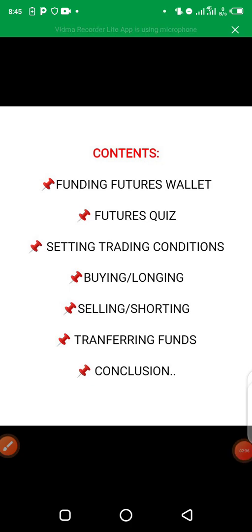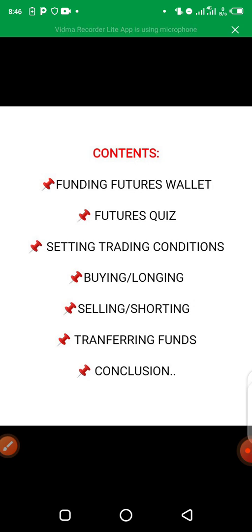For this tutorial, we're going to be considering these few topics, and after that, boom, you are good to go. Now, we're going to consider funding the futures wallet. We're going to consider the futures quiz. Going forward, we're going to see certain trading conditions, buying aka longing, selling aka shorting, transferring funds, and we'll come to the conclusion. Then I'll leave you to go make winnings on futures trading.